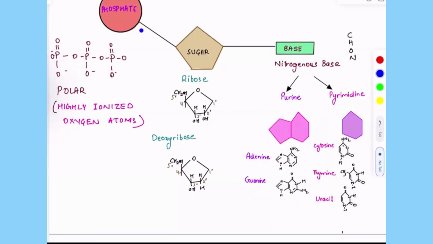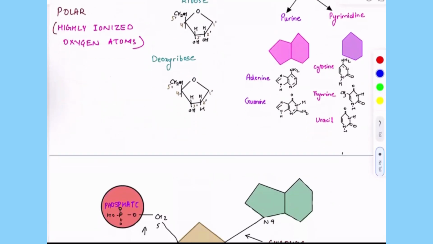The third component of the nucleotide is the phosphate group. If you have seen the structure of ATP, adenosine triphosphate, the structure looks similar. If you add a ribose sugar to this adenine group, it will become adenosine. Then add phosphate groups, and it becomes adenosine triphosphate because of the 3 phosphate groups. The phosphate group oxygen, which you can see here, is a polar molecule and has highly ionized oxygen atoms, and that's why the structure is polar.